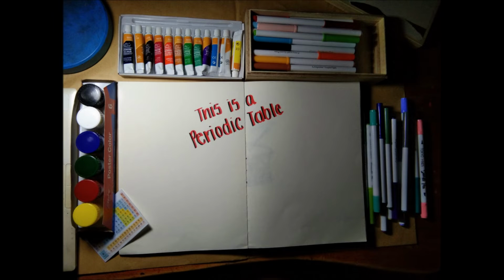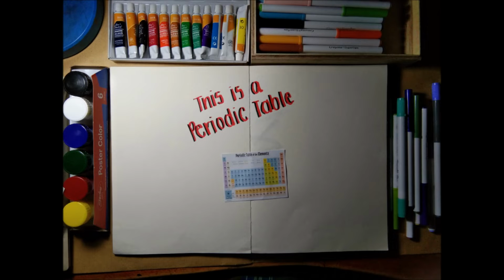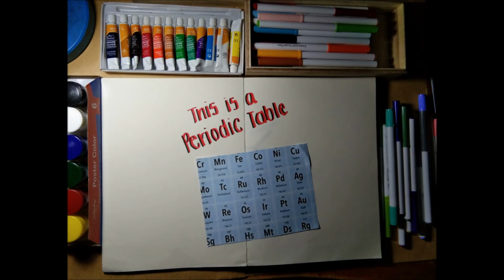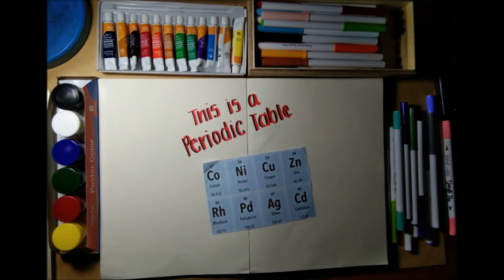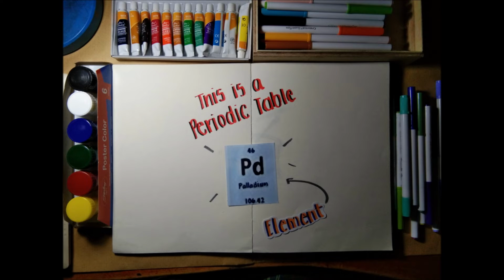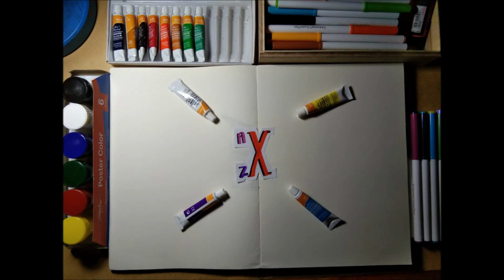This is the periodic table of elements. It is a table with periodic system containing elements. This is an example of an element. This is how you determine the most basic characteristic of a said element.